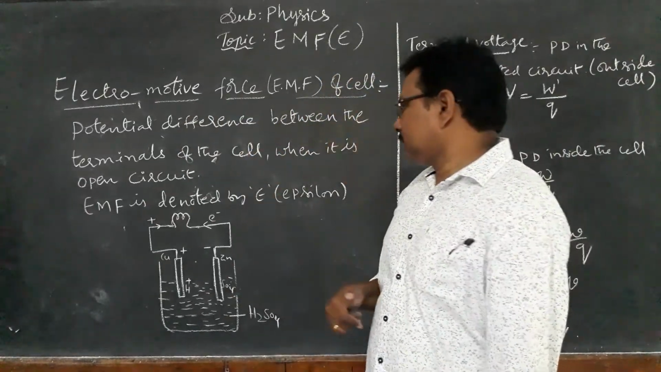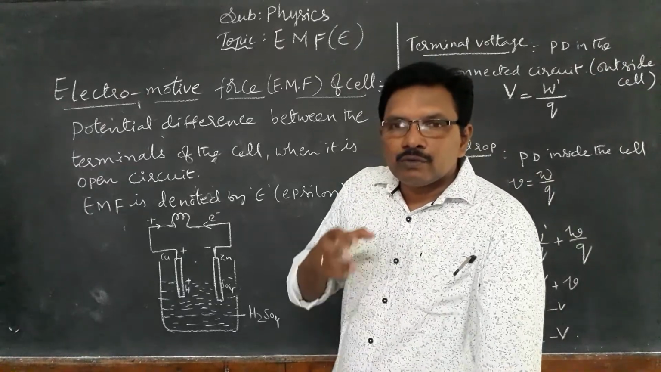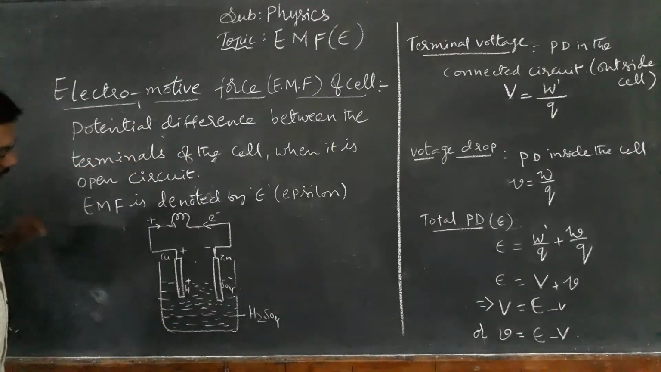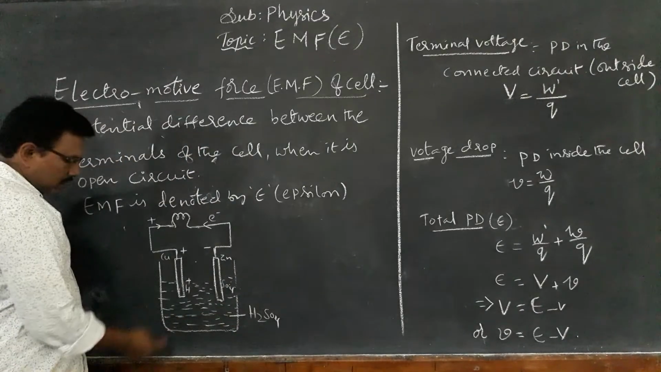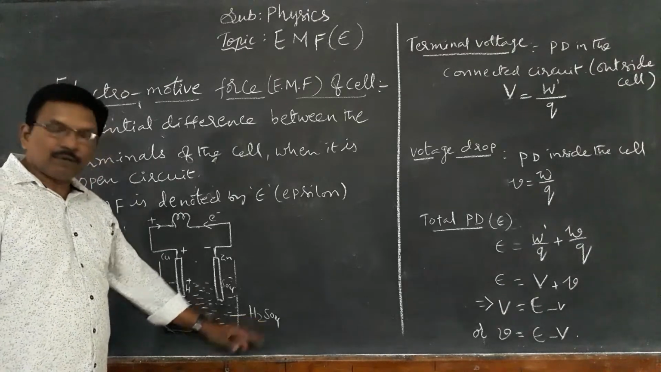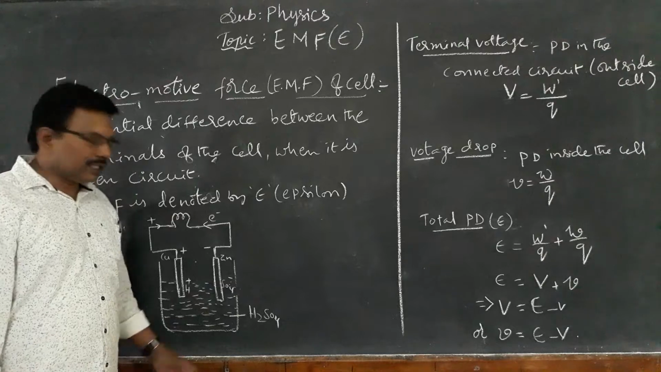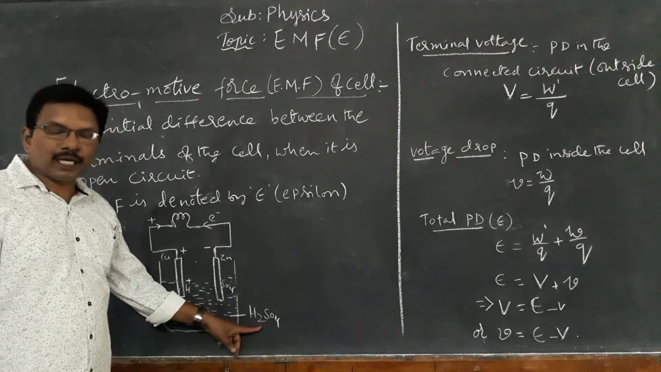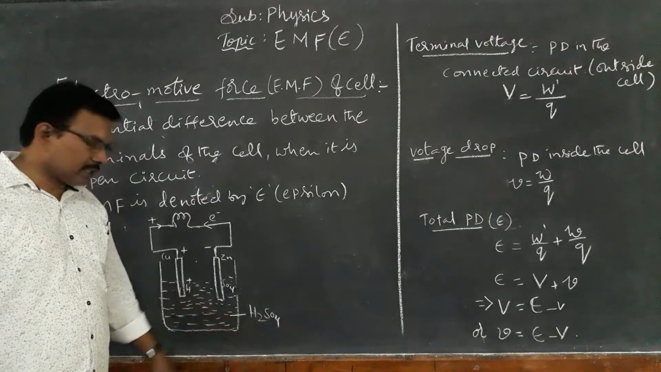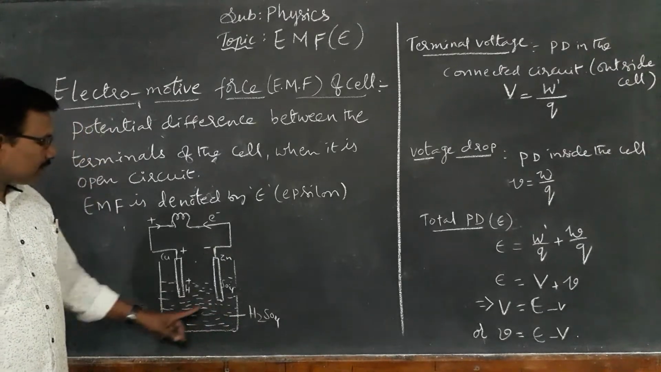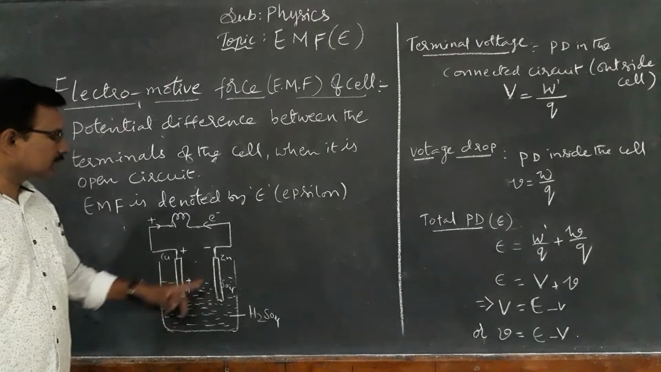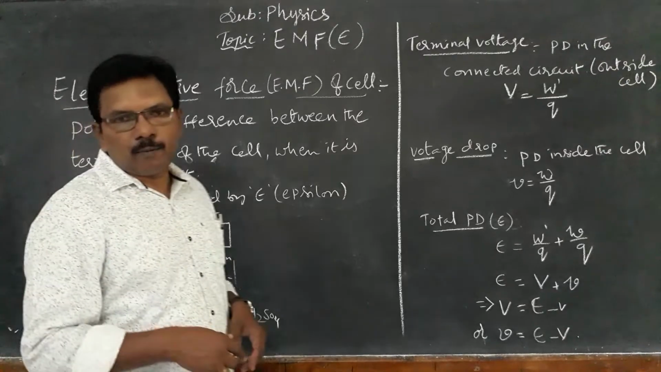EMF of a cell. How the cell works, we learn here. Take one glass jar, take some chemical acid, H2SO4 acid. This acid is called the electrolyte. It works like a conductor. So take some acid in the jar. Take two terminals in the jar.